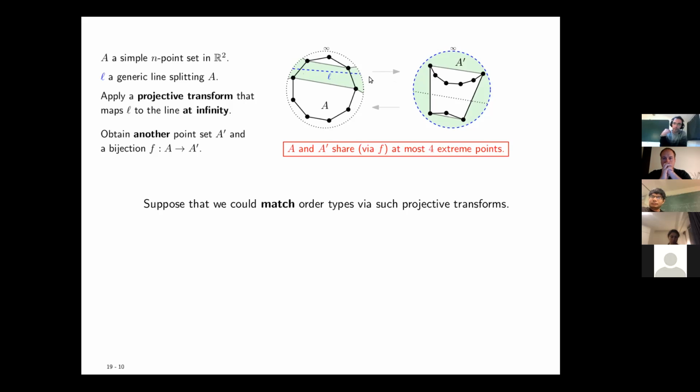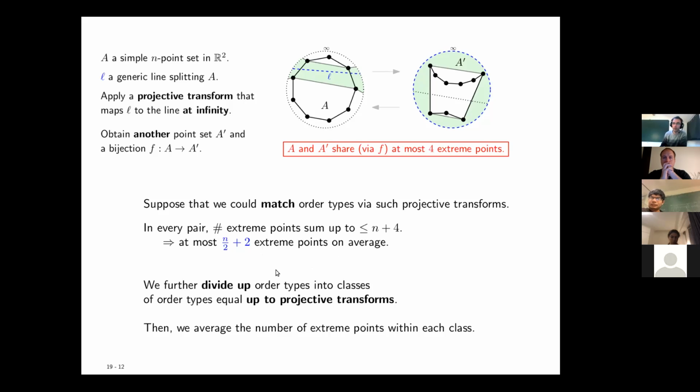And so in principle, we have a strategy. We could try to match order types so that any pair in the matching is related by a projective transform. Then on every pair, the number of extreme points sums up to at most n plus 4, and so on average, we get at most n over 2 plus 2. It's not 4, but it's not n. If we want to go that way, we have to go through quite some hoops. We would need to actually articulate the matching. So we're going to do something much simpler.